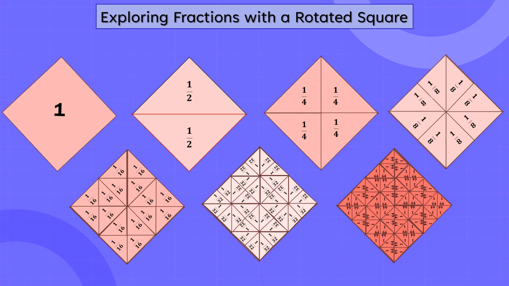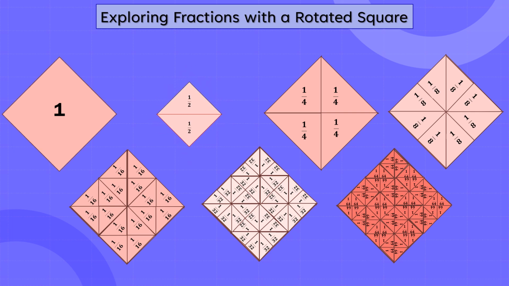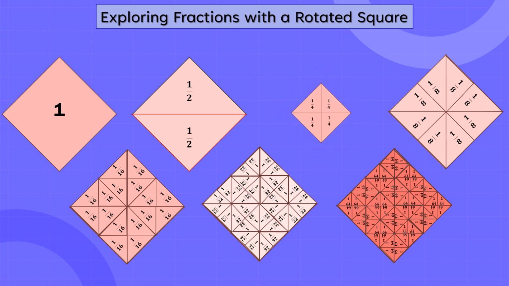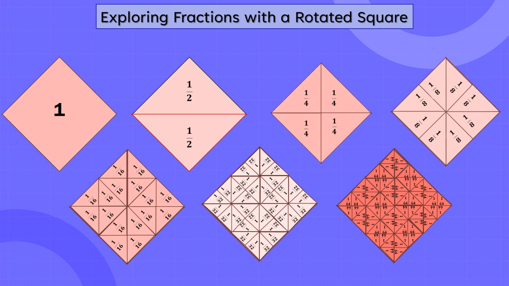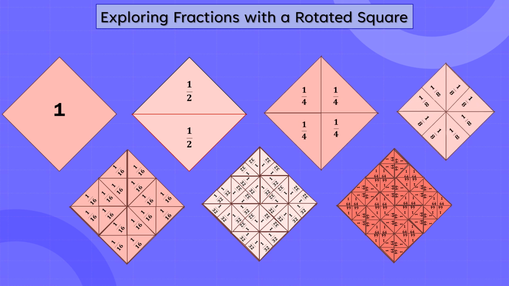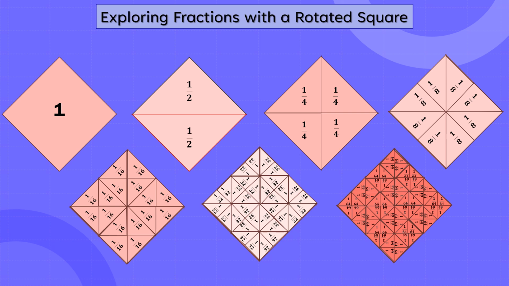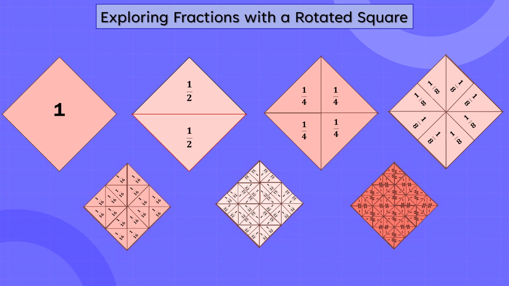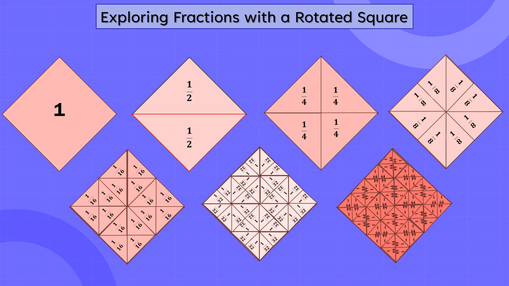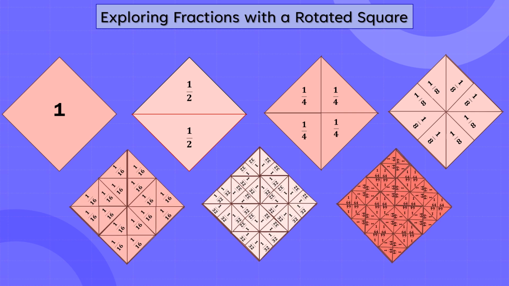The one whole square is divided into different equal parts. First, it is divided into two equal parts and it is called 1 over 2. Then into four equal parts and it is called 1 over 4. Then it is divided into 8 equal parts and is called 1 over 8. So you can see in the bottom how many smaller parts it is divided into.